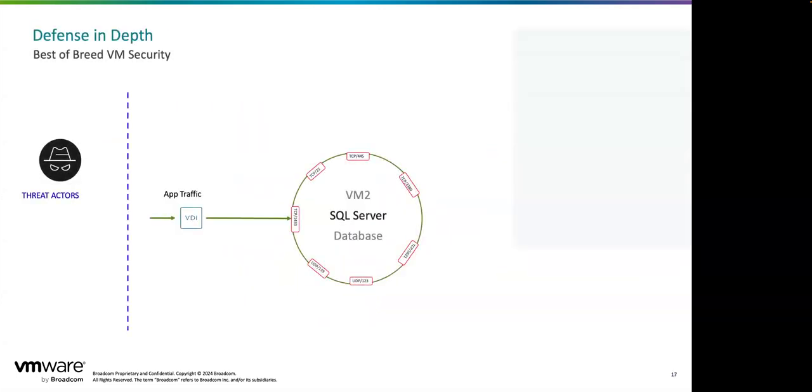Let's take a look at the idea of defense in depth and see why we suggest that you use a best of breed type VM security in the enterprise. So we've got a SQL Server database. There's a handful of ports that it uses. There's already a perimeter firewall or some type of zone firewall, and there's application traffic into this SQL Server. So the perimeter firewall, of course, is your first line of defense, giving you some controls.